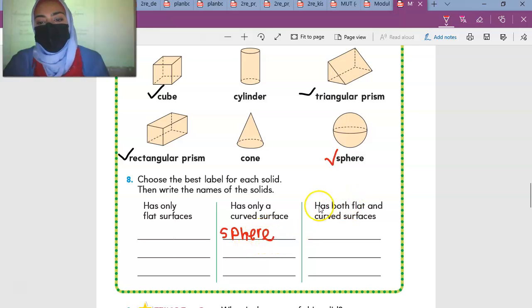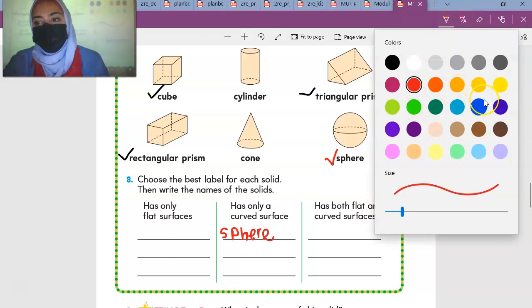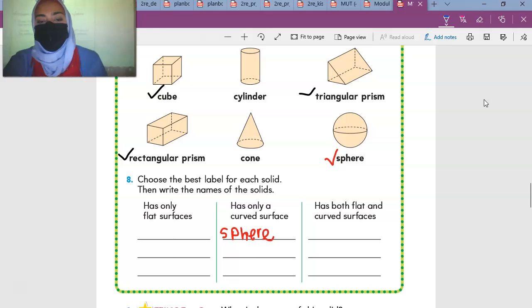Now, the last one has both flat and curved surfaces. So, who wants to help me there? Destin. And a cone and a cylinder have both a flat and a curved surface. Flat and a curved surface. So you're going to write cone and cylinder here.